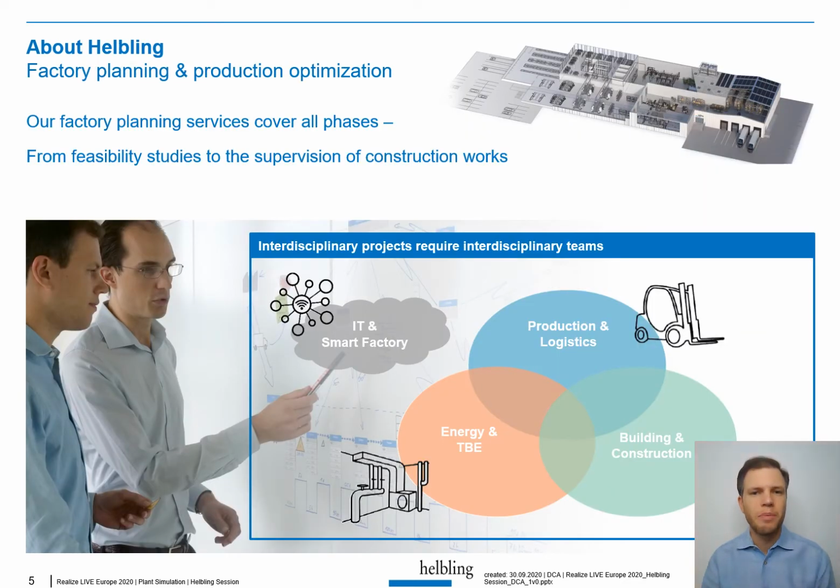A perfect example of the use of these synergies are our factory planning and production optimization services. Depending on the scope of the project, various disciplines are combined in a team, like production engineering, architects, energy, and IT specialists. A team that can be flexibly adapted during the project phases, like strategies, feasibility studies, or the supervision of construction works.